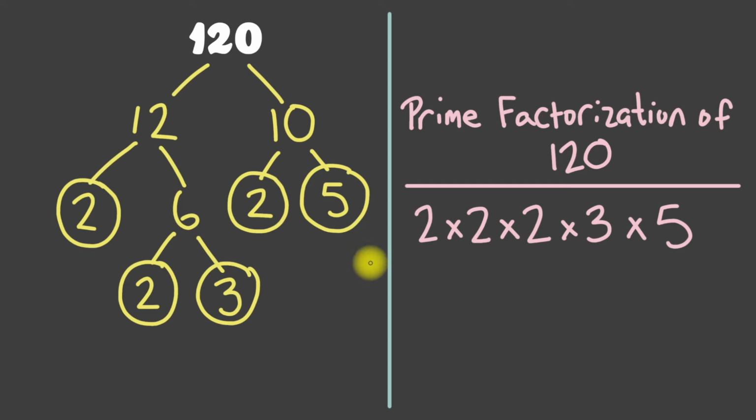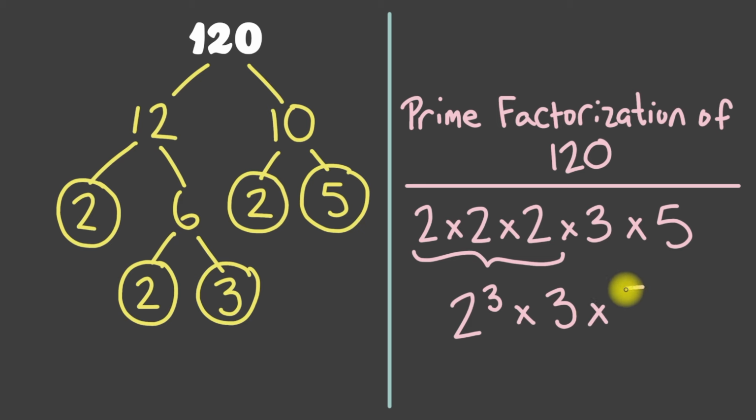But there's a much more convenient way to write it. Instead of writing 2 times 2 times 2, we can write it using an exponent. And we would write it as 2 to the third power, because we're multiplying the number 2 3 times. Then I'll bring down times 3 and times 5. So we would say the prime factorization of 120 is 2 to the third power times 3 times 5.